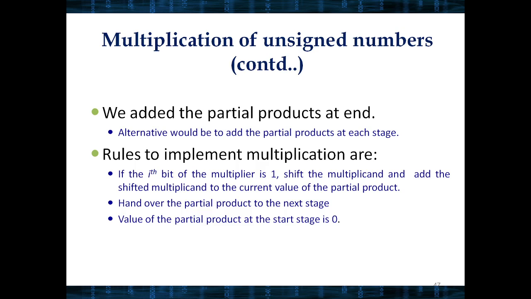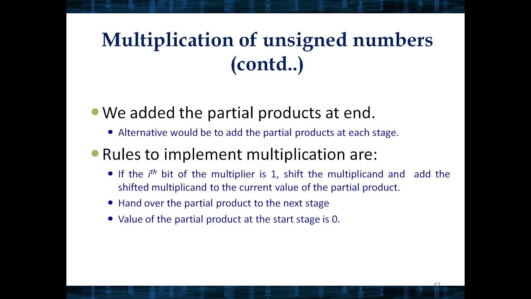Looking at these algorithms, we can note the following points. The first one is that the multiplication process involves generation of partial products, one for each digit in the multiplier. These partial products are then summed to produce the final product.